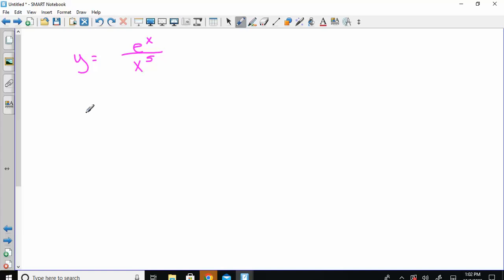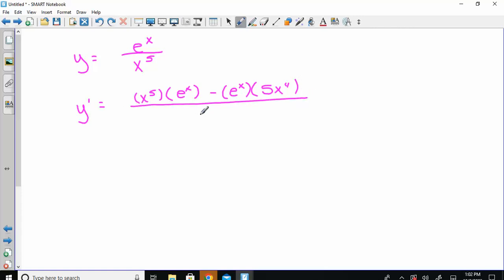We've done more product rule problems today. Let's do a quotient rule. If you already started with product rule, that's fine. I don't care. So quotient rule is low d high. What is the derivative of e to the x? Minus high d low. Derivative of the bottom? Over low squared.